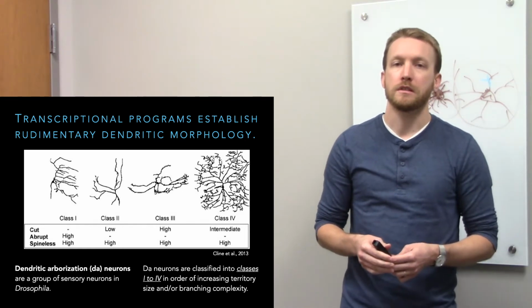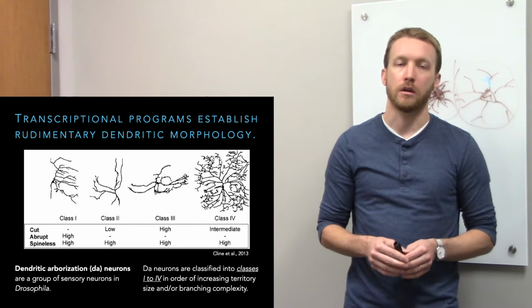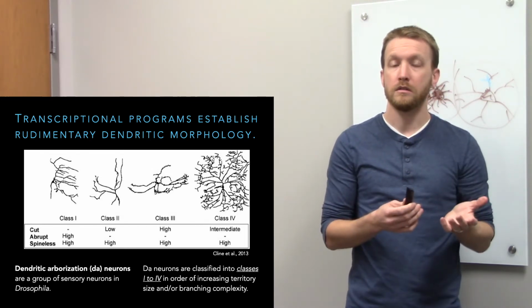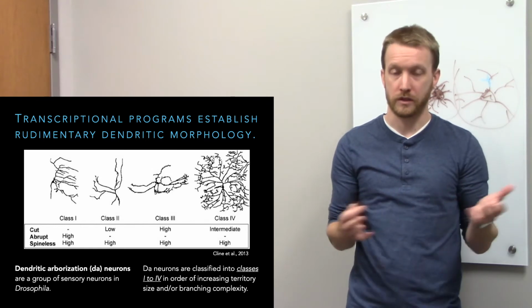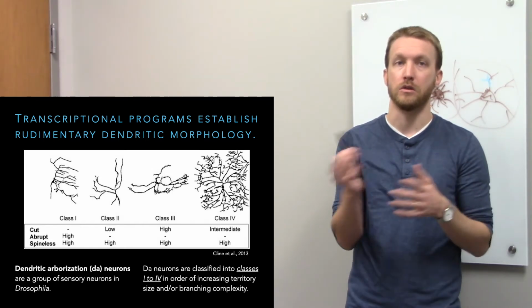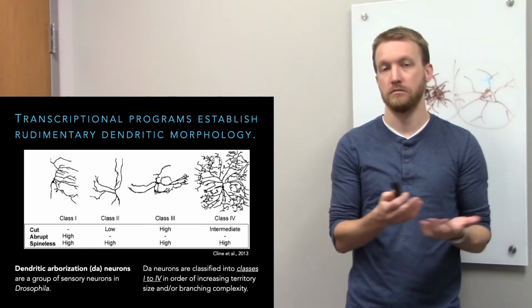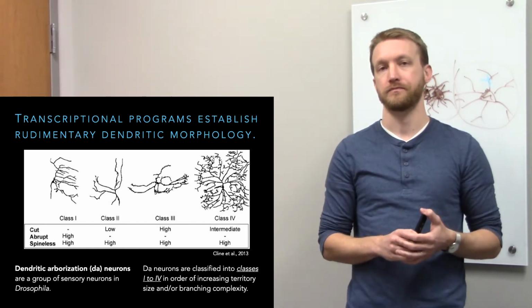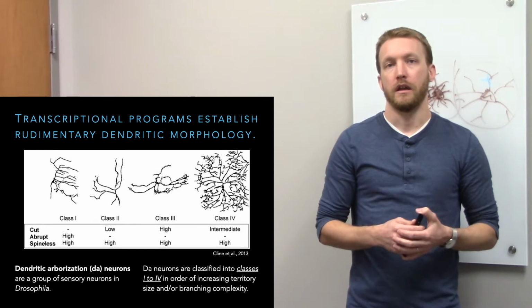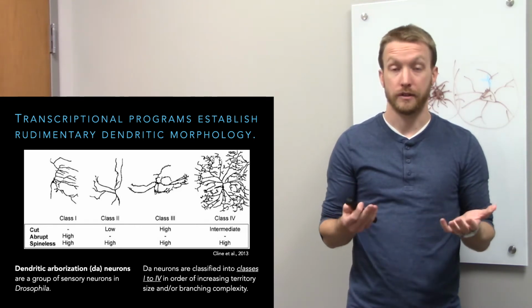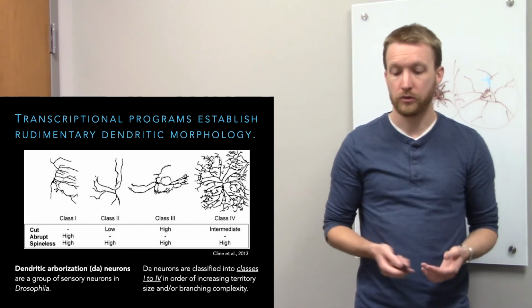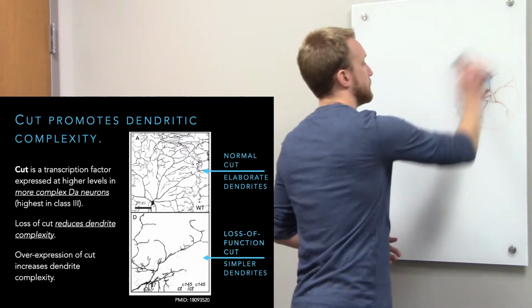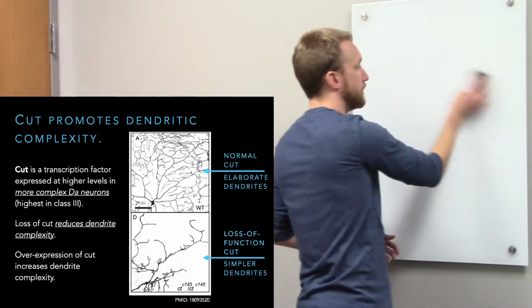So the neurons that have been studied most extensively are the dendritic arborization neurons, which are just some sensory neurons. They can have one of 4 different classes, going from simplest to most complex. So class 1, simplest; class 4, largest, most complex. And which class they fall into depends on which transcription factors they have. So we'll go through a few of those here to get some idea of how different transcription factors can create different complexity.